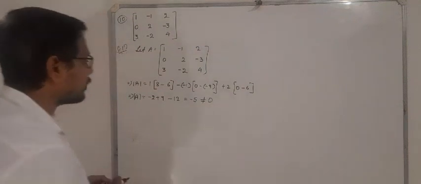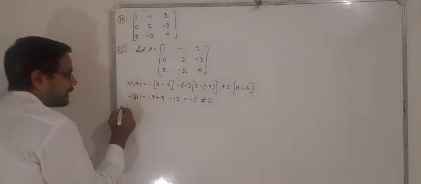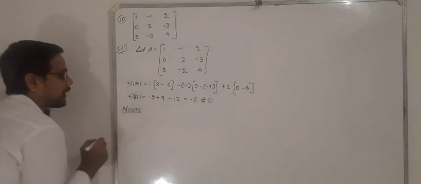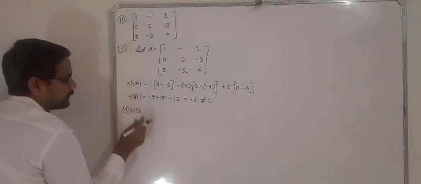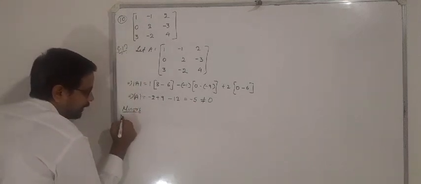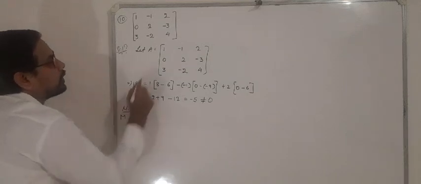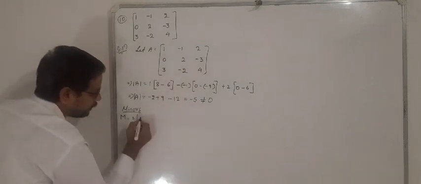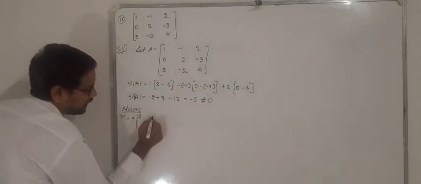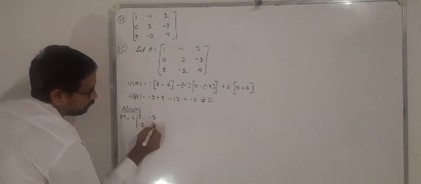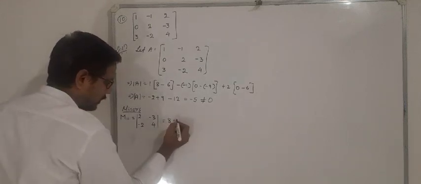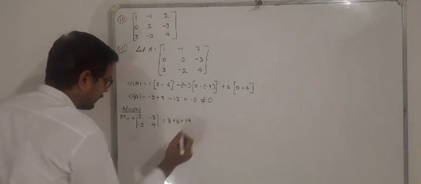Okay, so let's try to find this. For that we need minors and cofactors. Minors. Okay, so minor of A11 is M11. So M11 is this one. So this particular determinant will come 2, minus 3, minus 2, 4. So 2 into 4 is 8, minus of minus 6, that is plus 6. So this will be 14.